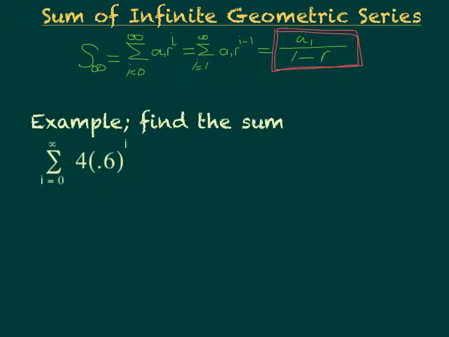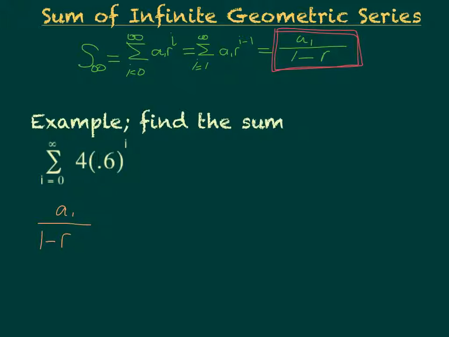So if we were to do this first example, we want to find the sum of I equal 1 to infinity of 4 times 0.6 to the I power. Okay, so obviously we'd have to put in 0, and then put in 1, then put in 2, then put in 3, all the way to infinity, which is impossible. So we have to use our generalized formula, which is a sub 1 over 1 minus r.